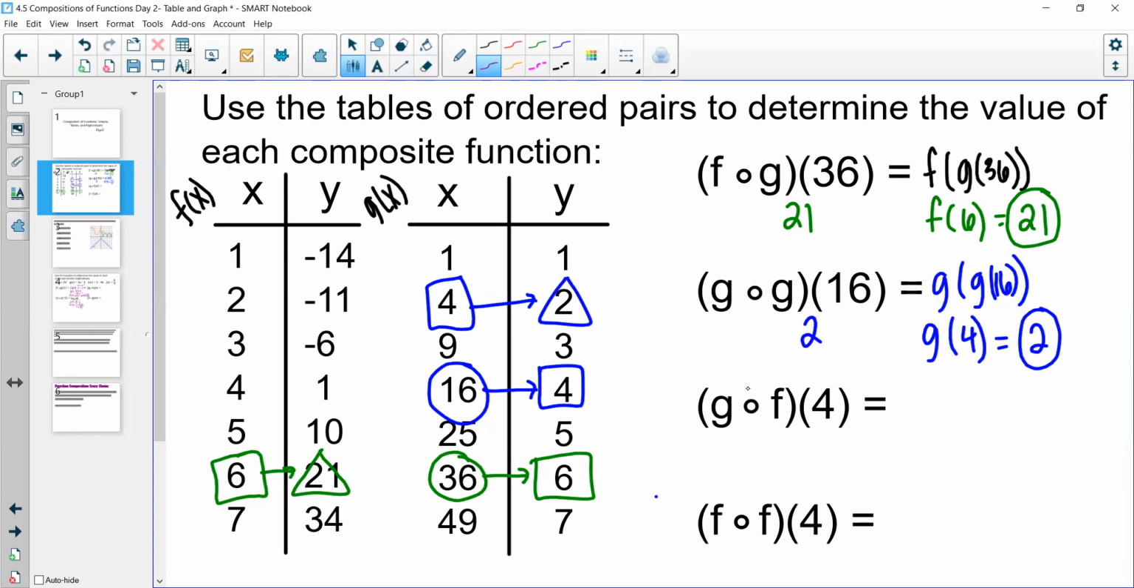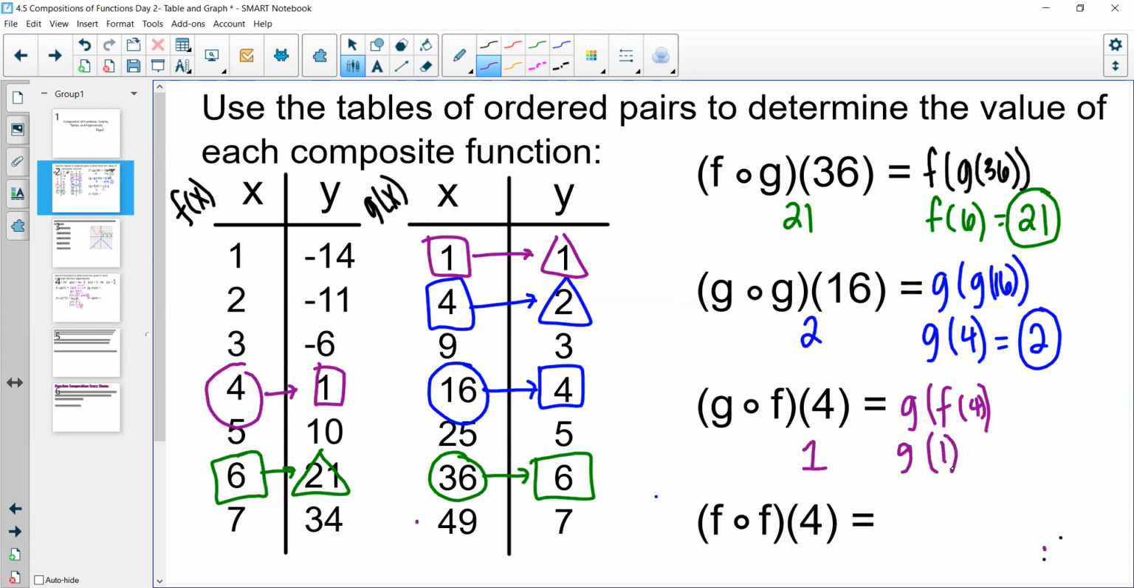Now let's take a look at this next one. This is g composed of f evaluated at 4. So we need to evaluate 4 in function f and then take that to g. So we've got 4. We're going to evaluate it and we get out a 1. Then we come over to our 1 here, evaluate it and put it over here. So what is that going to end up equaling? Well, this one is going to be a 1, because f of 4 turns into a 1 and g at 1 is equal to 1. Awesome.